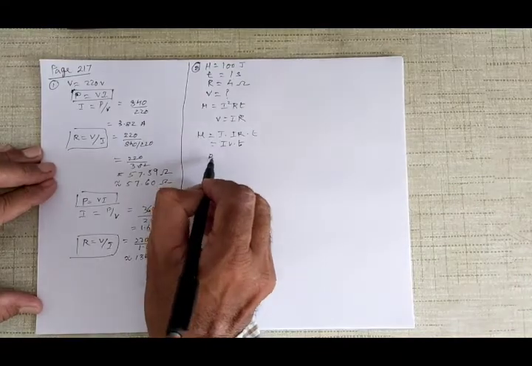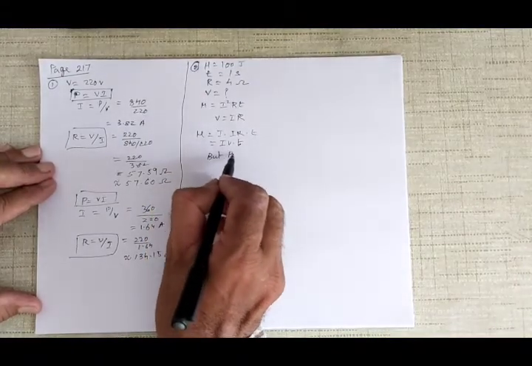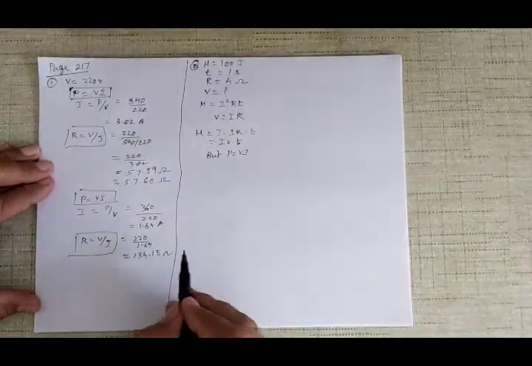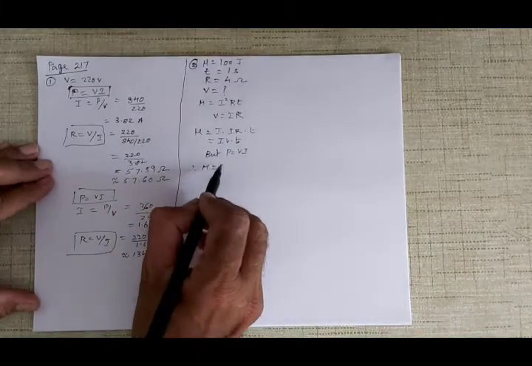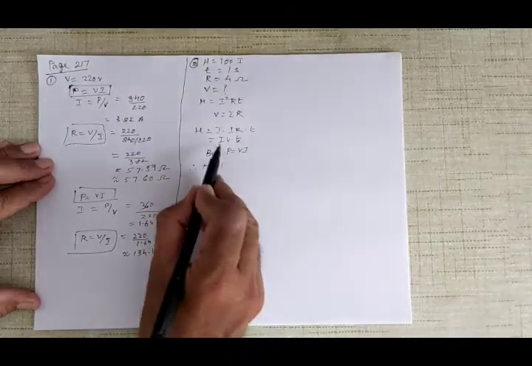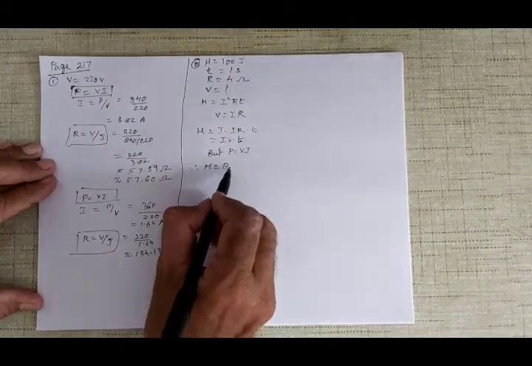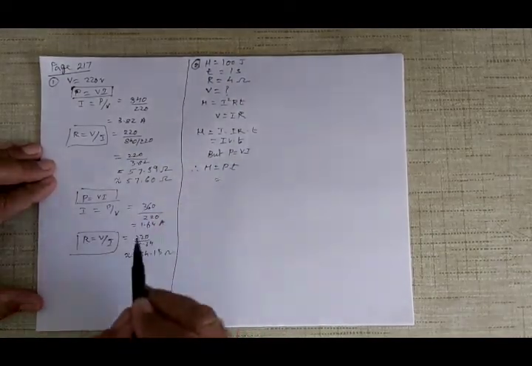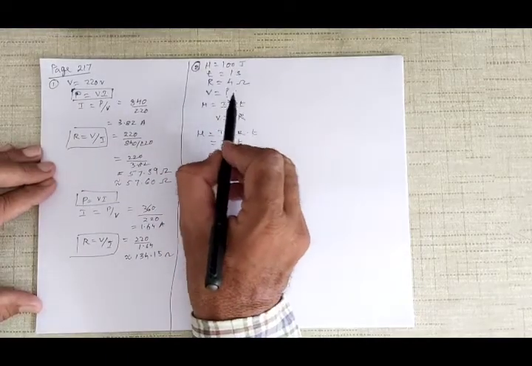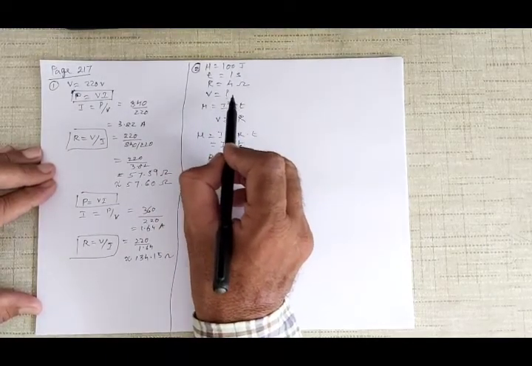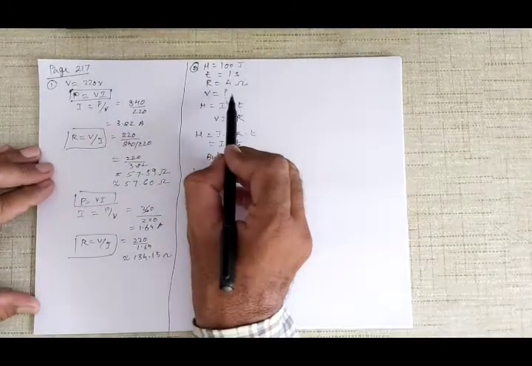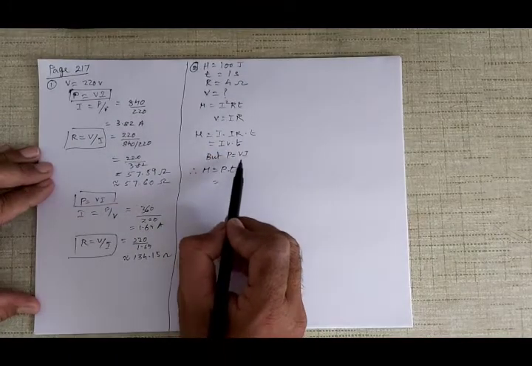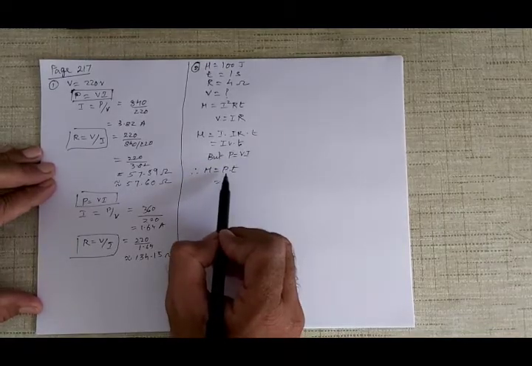But see, power is equal to V into I. So therefore I can write H is equal to I into V into time, that is, power into time. Now, are we given power? In this case power is equal to V into I. Now V we want to find, and I is also not given, but 100 joules of energy is given.